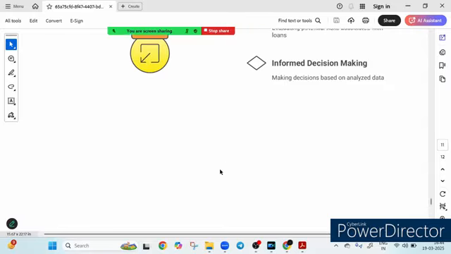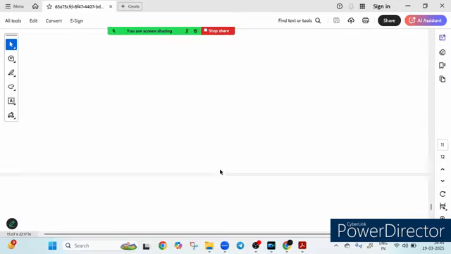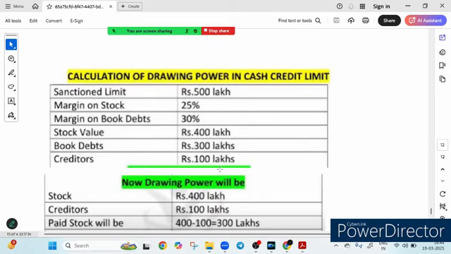Right, so this is how. Now let me show you the next slide, and I will tell you how to calculate the drawing power. This is very, very important. Drawing power. Let's break down how a bank calculates drawing power for a business under a cash credit limit. This is the topic from where a numerical question is asked in every examination.